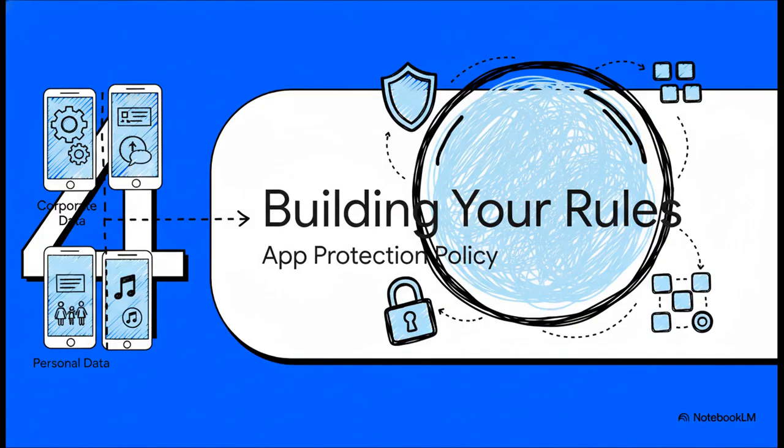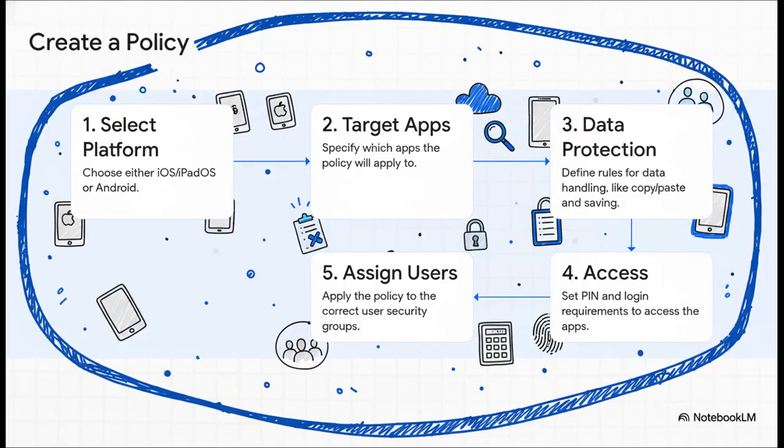Okay, so we've got the strategy. How do we turn these ideas into actual rules? You do that by building what's called an app protection policy. This is basically the digital rulebook that defines what you can and can't do inside that secure work bubble. And building one of these policies in Intune is actually a really logical 5-step process.